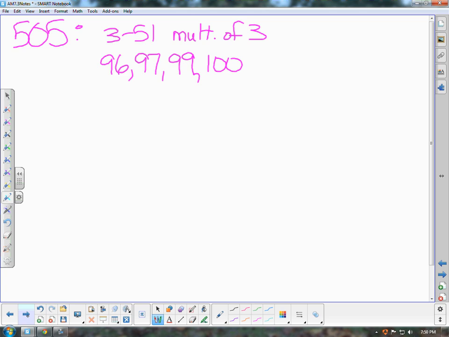So those are the problems I would like you to try for tomorrow. 3 through 51, do the multiples of 3, and then also do these 4, which are story problems.